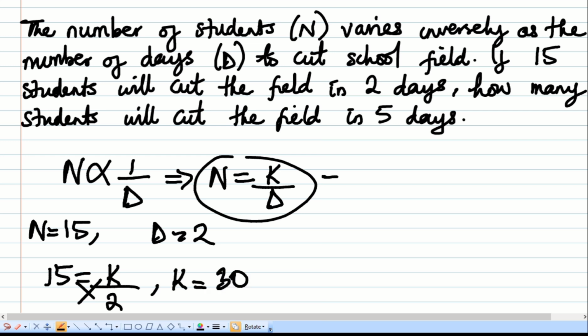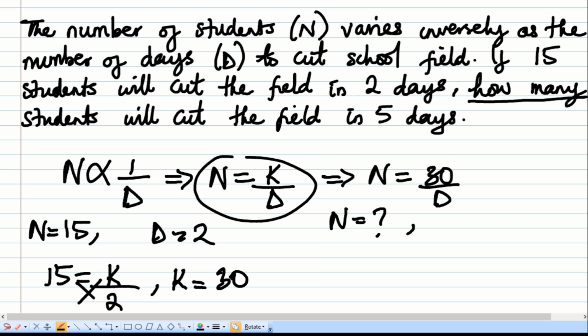So our equation connecting this thing would be n equal to 30 over d. We replace the value of k. So n equal to 30 over d is the equation I'm going to use to solve. Now what's the question? The question starts from here. You see this part. They say how many students will cut the field in 5 days? So how many students? We are looking for n.